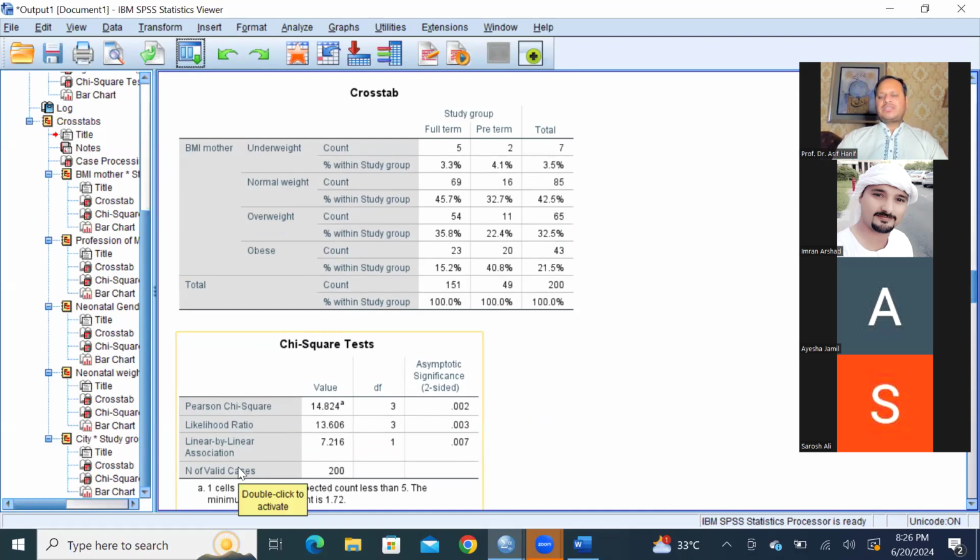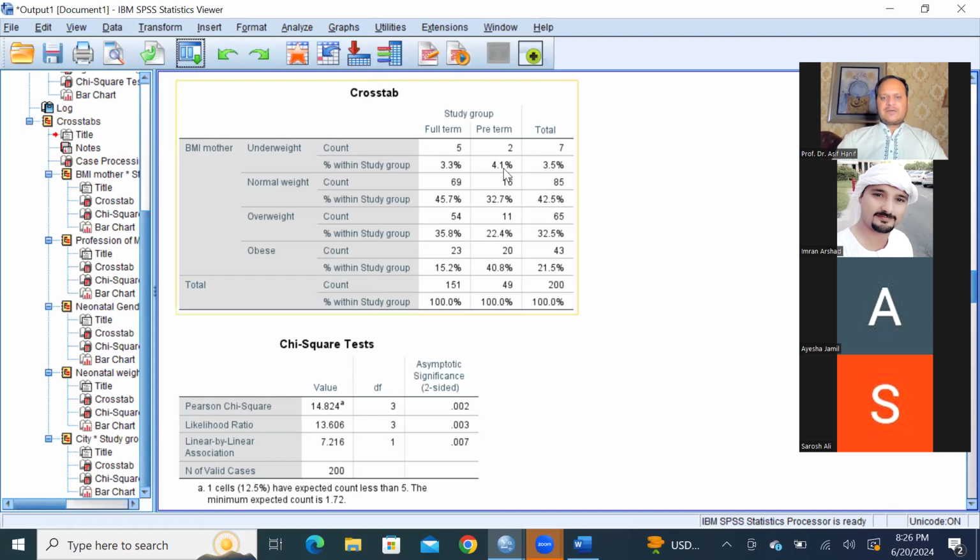There are multiple theories available. One theory is if more than 50% of cells have less than 5 expected count, then we apply Fisher exact test. For example, you need to apply Fisher exact test here. I'll tell you in the next command. But looking at the Pearson chi-square test, it is significant. You can claim that there is association between preterm birth and body mass index of the mother.